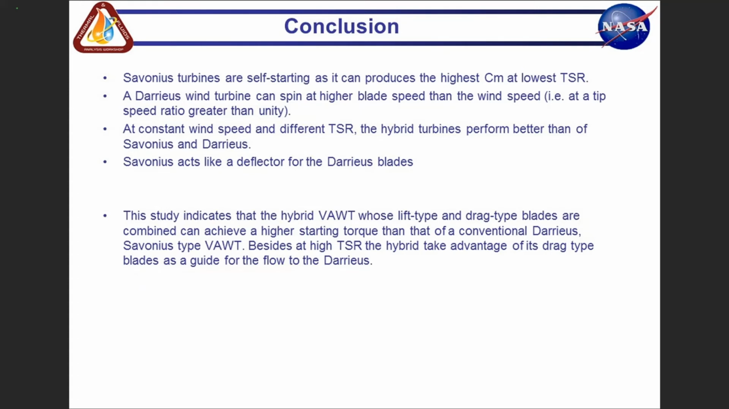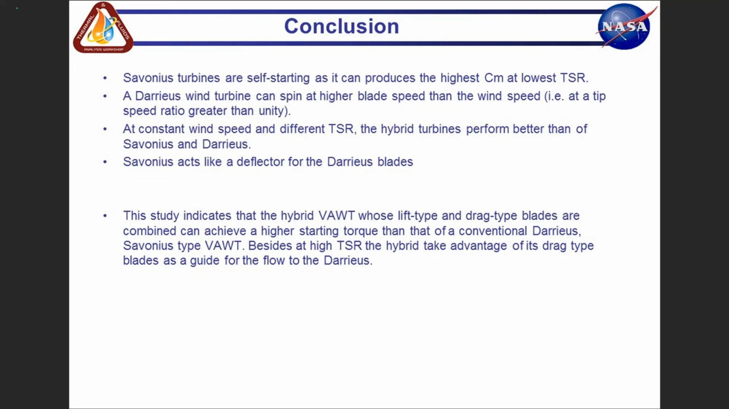We can conclude that the Savonius turbine is self-starting and can produce the highest Cp at low tip speed ratio. The Darrieus wind turbine can spin at higher blade speed than the wind speed at constant wind speed and different tip speed ratio. The hybrid turbine performs better than the Savonius and the Darrieus turbines. And also a very important point is that the Savonius acts as a deflector for the Darrieus turbine to enhance the performance of the hybrid turbine.